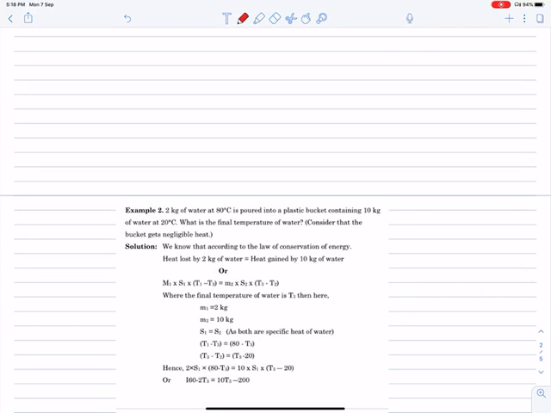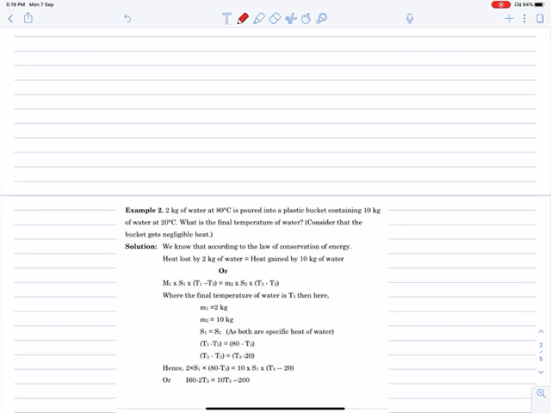Now moving to example number 2: 2 kg of water at 80 degrees Celsius is poured into a plastic bucket containing 10 kg of water at 20 degrees Celsius. What is the final temperature of the water? So it is asking for the final temperature. When you are pouring water, there is heat lost by body A and it is gained by body B. Here body A is 2 kg of water and body B is 10 kg of water. So you can apply here heat loss is equal to heat gain.